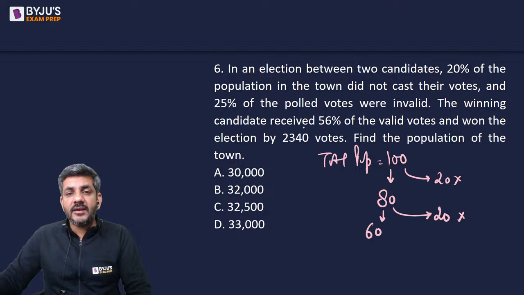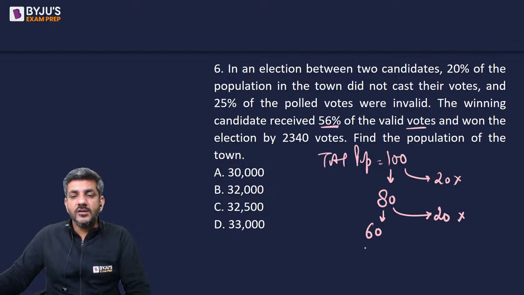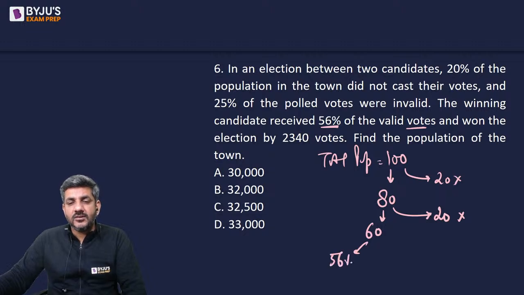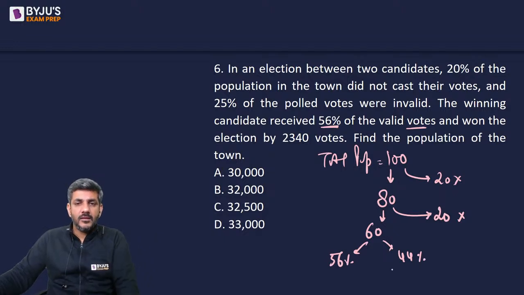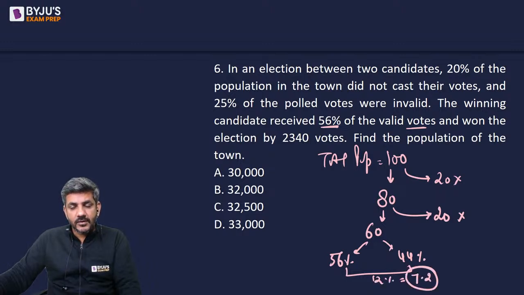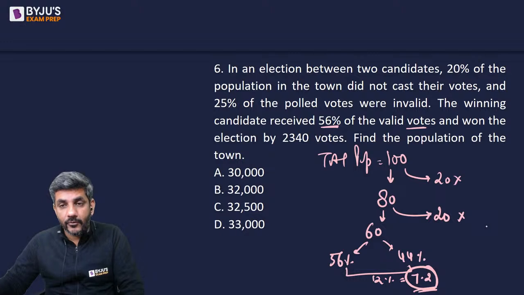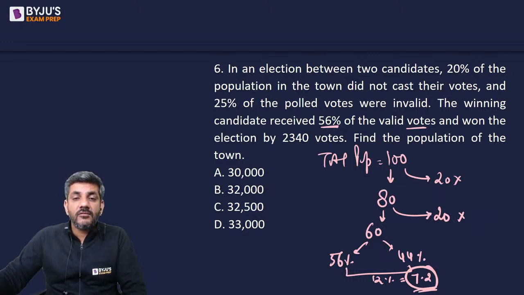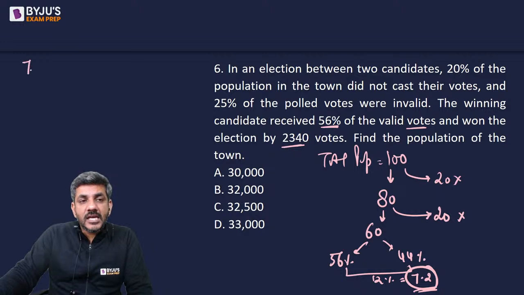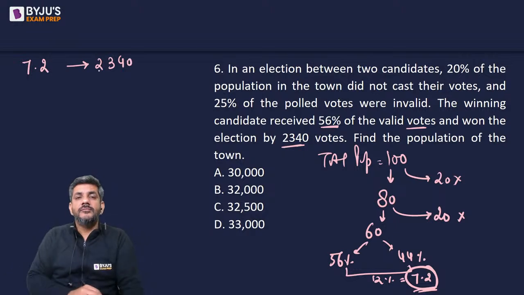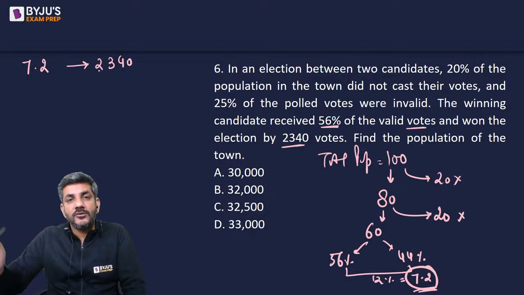And he says the winning candidate received 56% of valid votes. So winning candidate has got 56% of this. So can I say the losing candidate must have got 44% of this? And difference between the votes would be 12% of 60. 12% of 60 is 7.2. Okay. So the difference between the votes of the winner and loser should be 7.2. But he says the winner won by 2340 votes. That means 7.2 is equivalent to 2340.